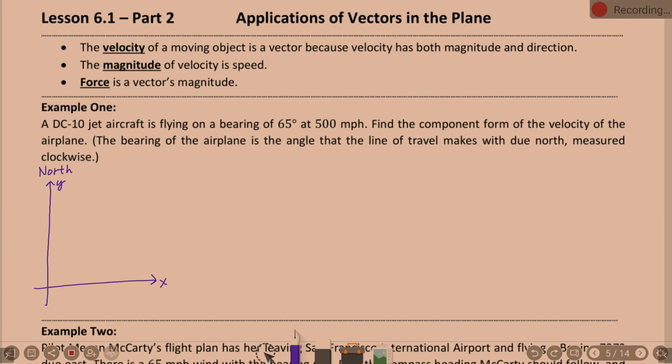Okay, so where are we going for a bearing of 65 degrees? Measured from north, measured clockwise. So we're going to go 65 degrees east, this way, right? Okay, yes, to the east. And so when we do that, where are we going to end up? Northeast. Fair enough.